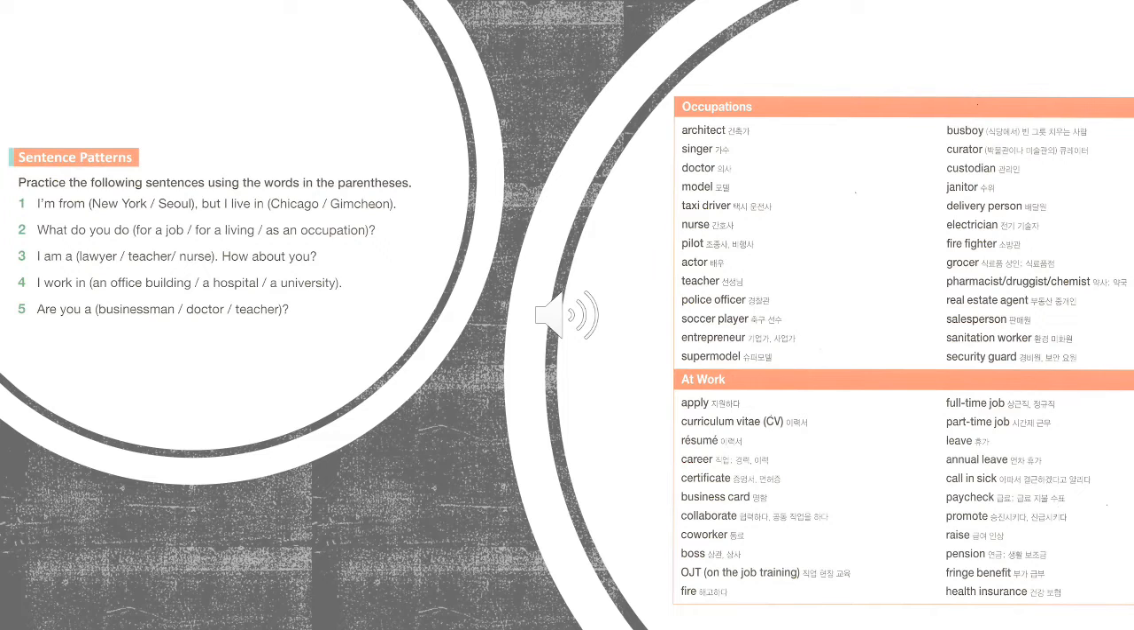And then if you have an idea about the person's job, you can ask this yes or no question, number 5. Are you a...? So for example, oh, are you a businessman? Are you a doctor? Are you a teacher? So those are some useful sentence patterns, and we already, of course, also discussed the vocabulary words that you can use in this unit. So let's see how we can put some of these vocabulary words and sentence patterns to use in the next slide.